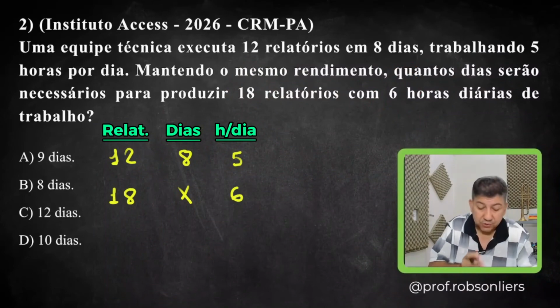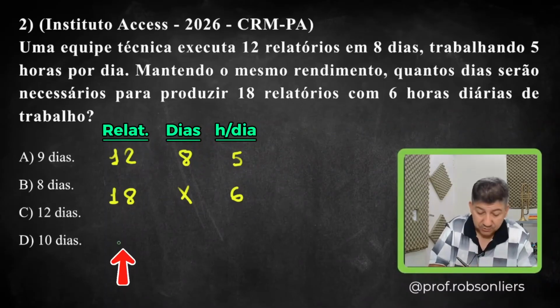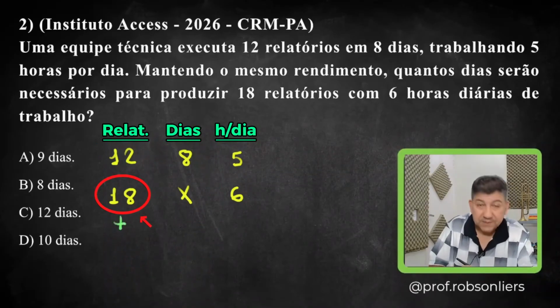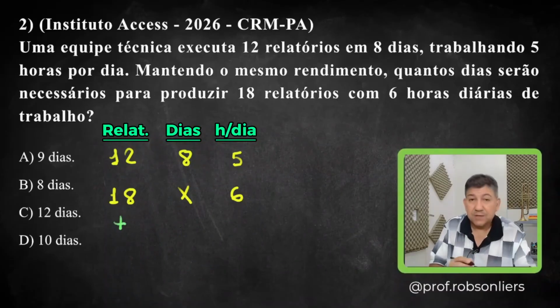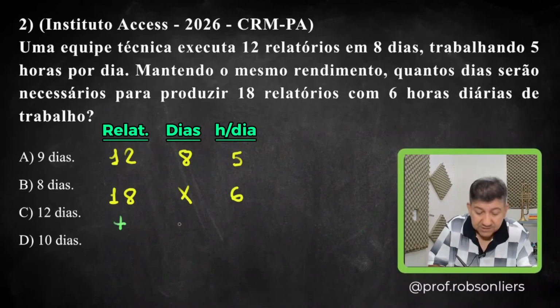Well, second step, find out which quantities are directly proportional or inversely proportional. We always compare each quantity to the quantity with x, the unknown. So first, I'll take the number of reports in relation to the number of days worked, okay? 12 reports are completed in 8 days. If we increase the number of reports to 18, will they be completed in more days or fewer days? Will it take longer or will it be faster? Well, the more reports there are to complete, the longer the work will take, right? There's more work to do, so it will take longer.